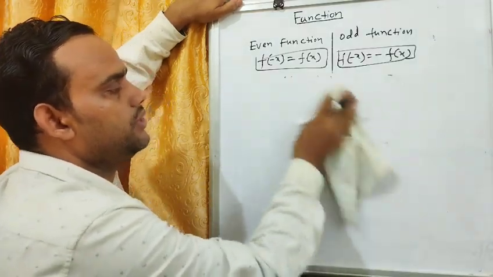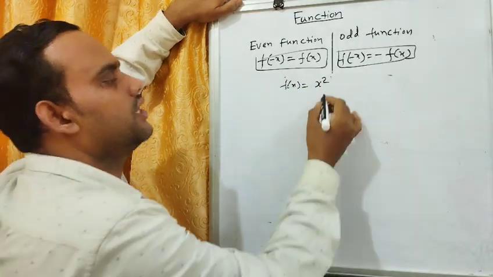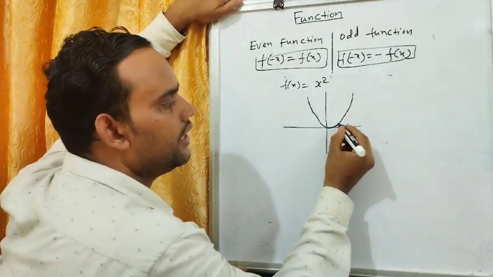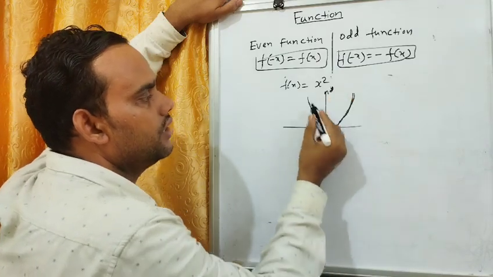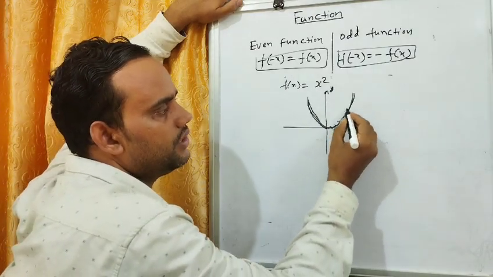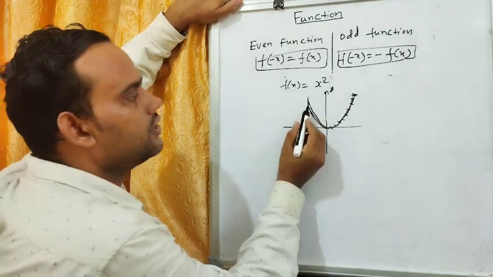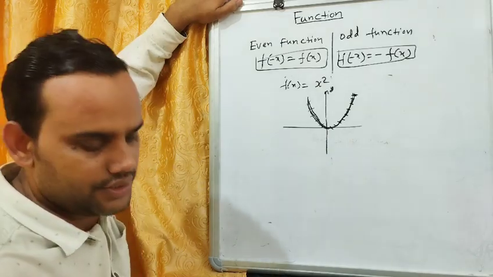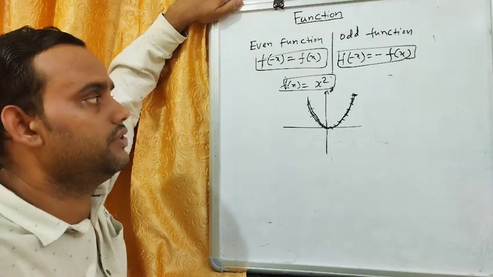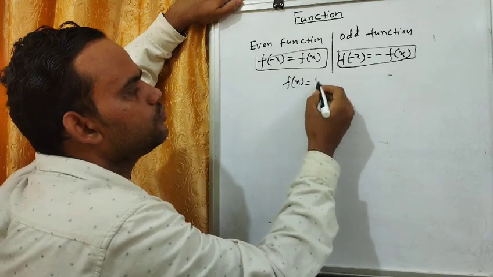Now we go to an example. For example, f of x equals x square. We draw the graph of f of x equals x square. So this is the graph. So this is the mirror image. If you take this part and its image through the y-axis as a mirror, then we get this other part. So this is called symmetric about the y-axis. So we already found f of x equals x square is an even function. Similarly, we go to f of x equals mod x.